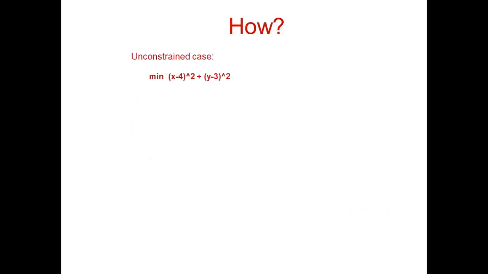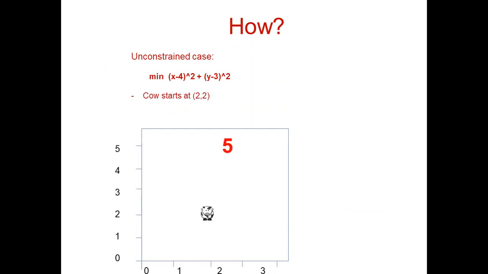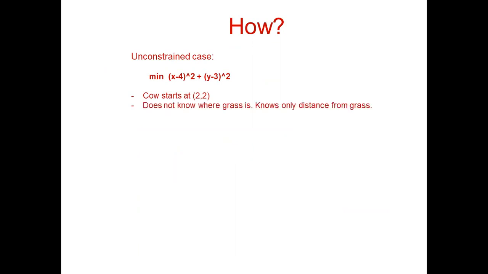And how can we do that? We can take unconstrained cases, for example, minimizing this distance. This is a distance function, where the cow starts at the position 2, 2. So if we assume the problem is not constrained, so the cow can move anywhere, a distance of 5, a distance of 10, a distance of 1. Okay. So the cow does not know where the grass is, for example. It knows only the distance from the grass.